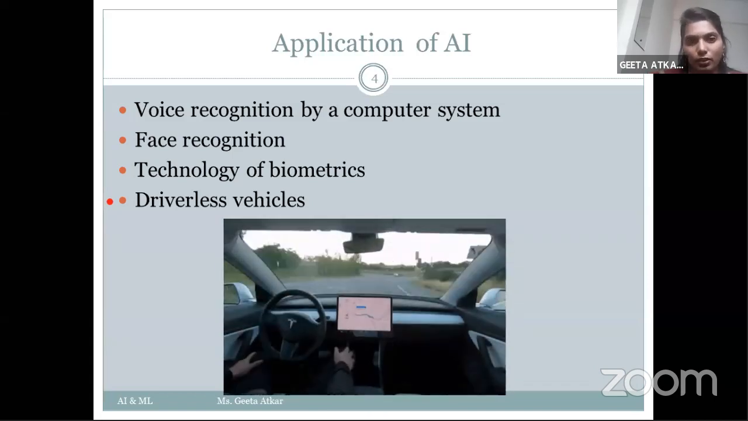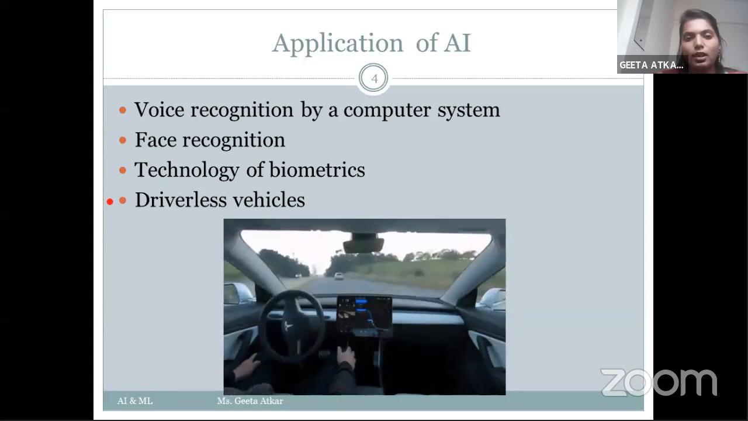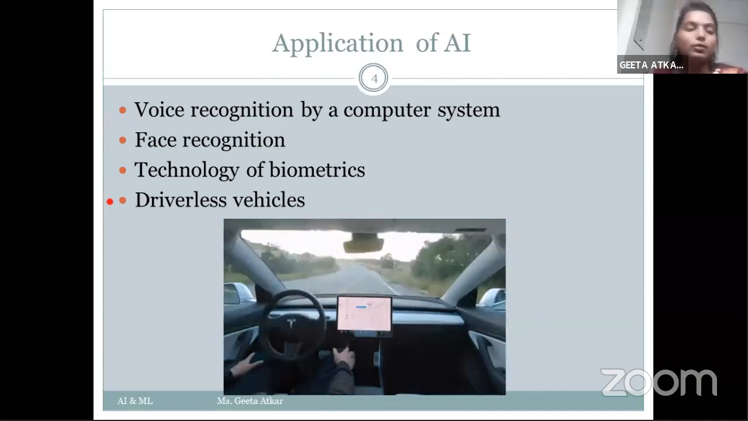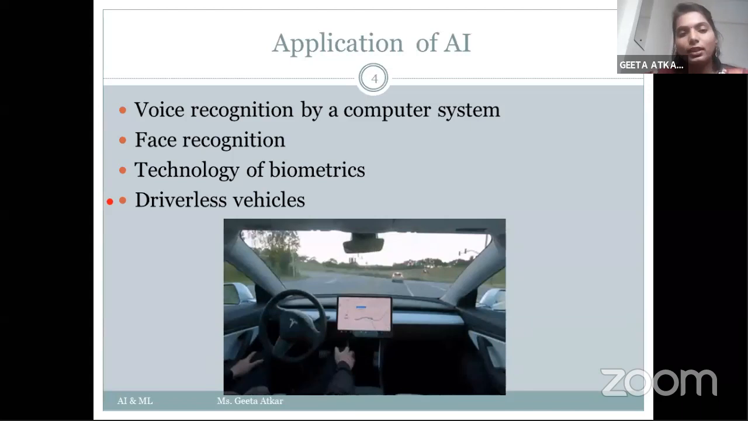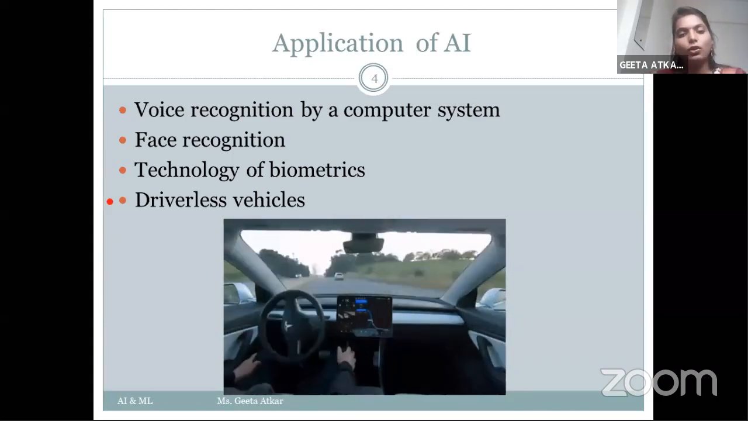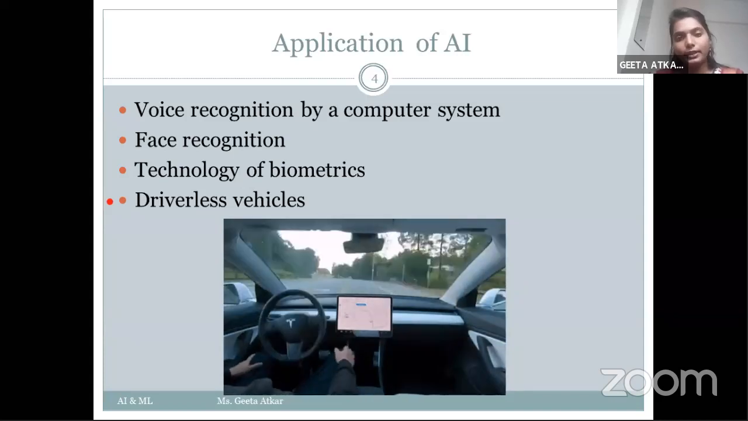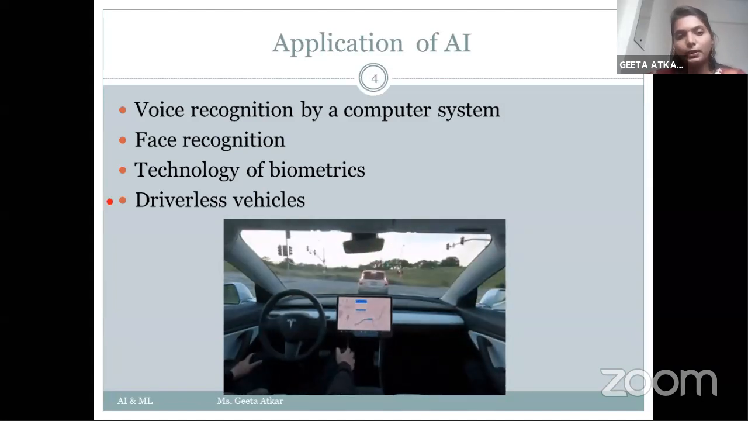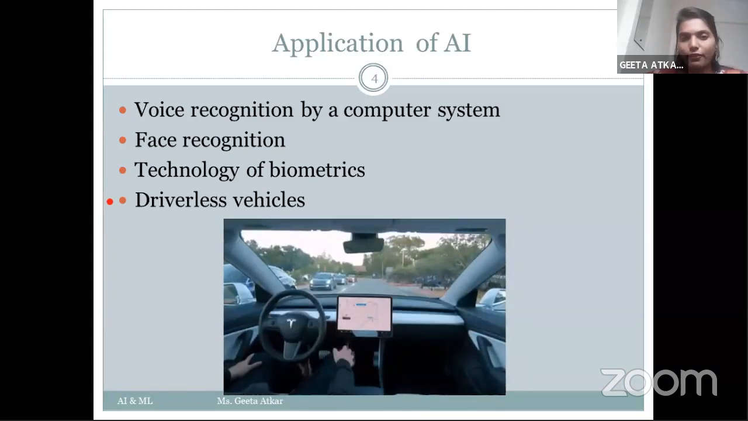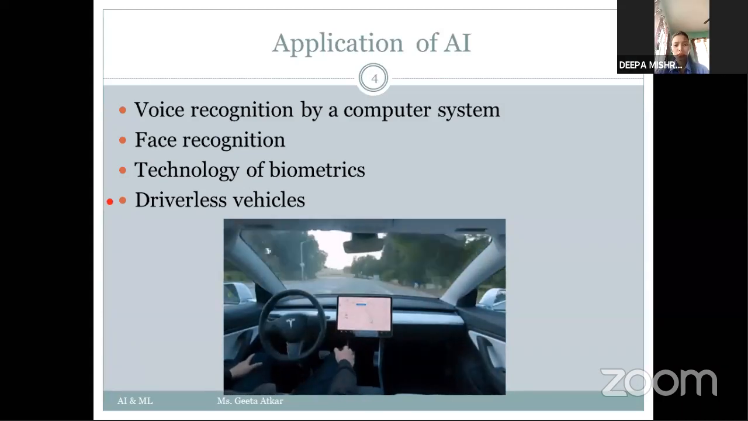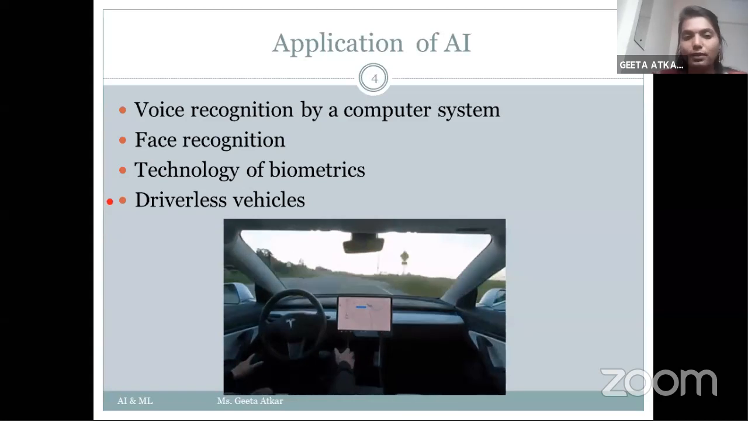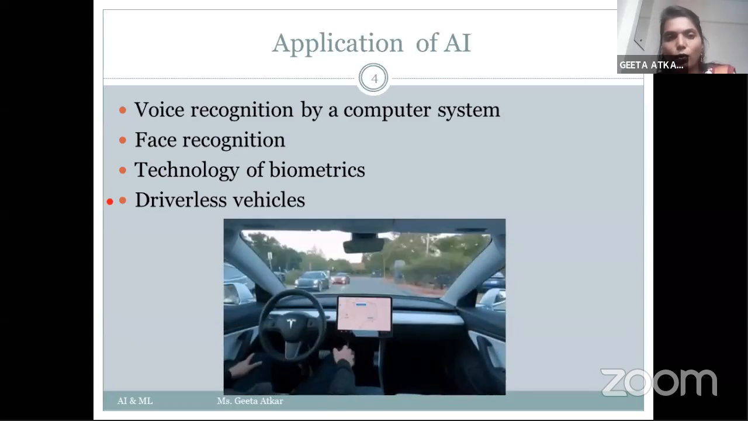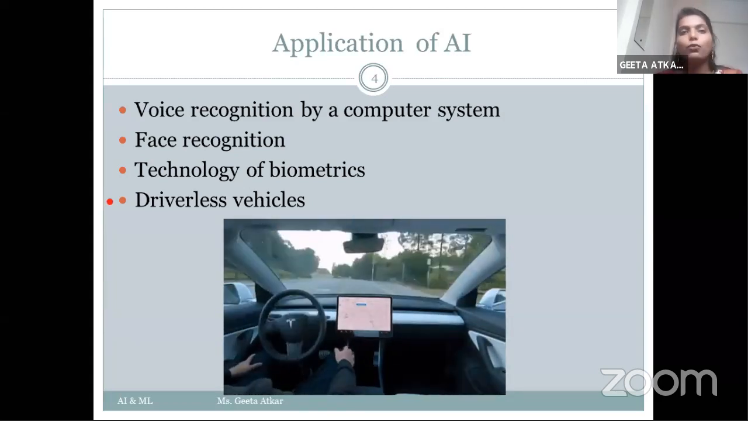Second one is face recognition. Now most of the students are using Facebook as a social media. Suppose I am posting one of my photos with my friend, and I'm tagging that friend in that photo. Once I have tagged that particular person, whenever next time I post a photo of that person, Facebook will automatically ask me whether this person is this, means that Facebook can grasp the faces. So this is one of the applications of artificial intelligence.